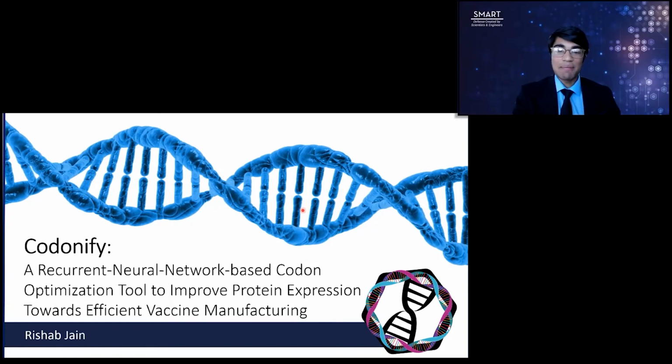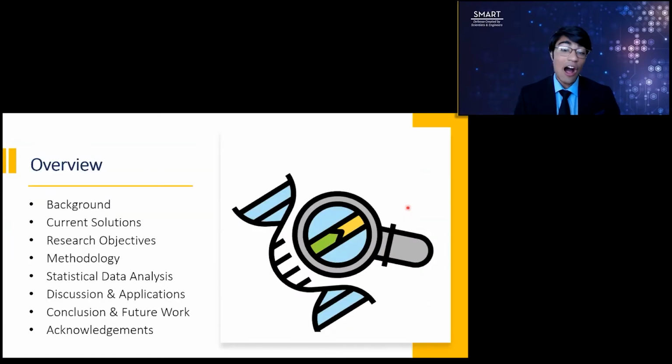Hello, everyone. My name is Rishabh Jain, and I'm from Westview High in Portland, Oregon. Today, I'm presenting my research on an artificial intelligence-based codon optimization tool to improve protein expression towards efficient vaccine manufacturing. Today, I'll introduce you to the codon optimization problem, my objectives, my research methodologies, statistical data analyses, and finally, some discussions and conclusions.